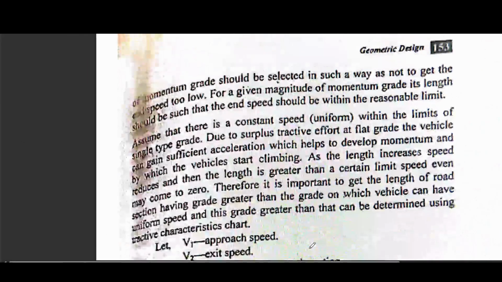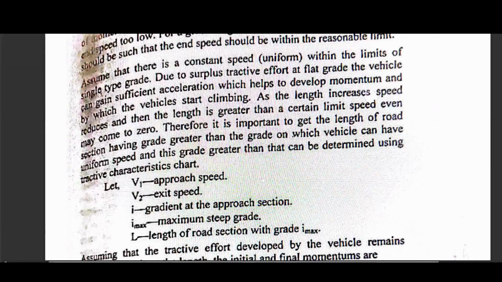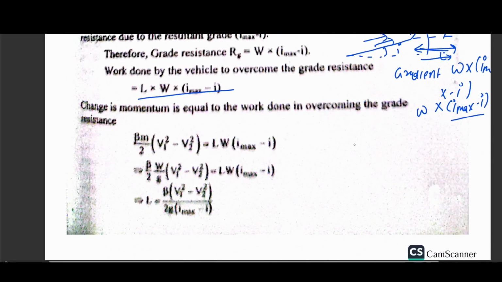Look here. This is the momentum grade, and we assume that the length will be up to this direction, and it will be an equivalent length in the horizontal direction, and up to that horizontal direction the change in momentum will be able to resist the grade. So change in momentum is equal to the work done in overcoming the grade resistance. So on solving it, we'll get the value of L as beta (v1 square minus v2 square) divided by 2g (i max minus i).